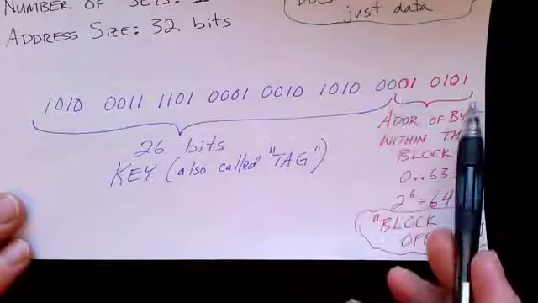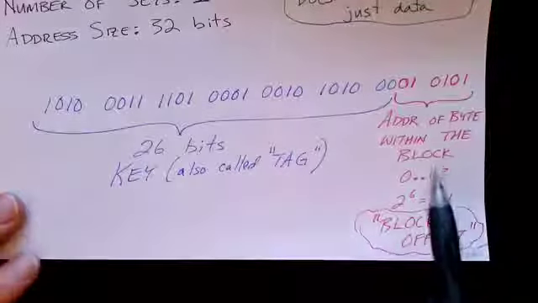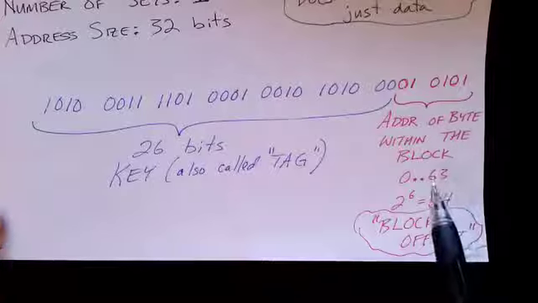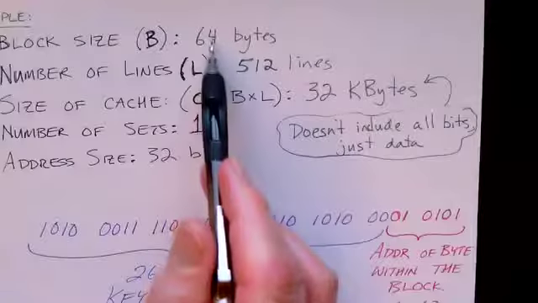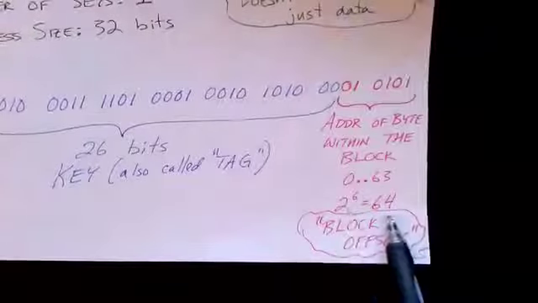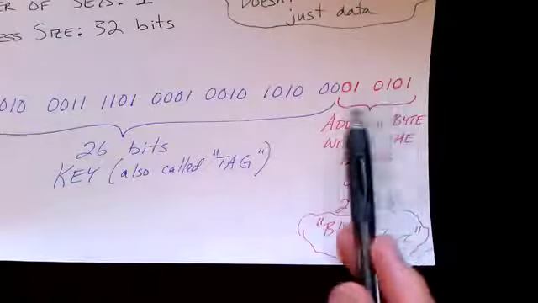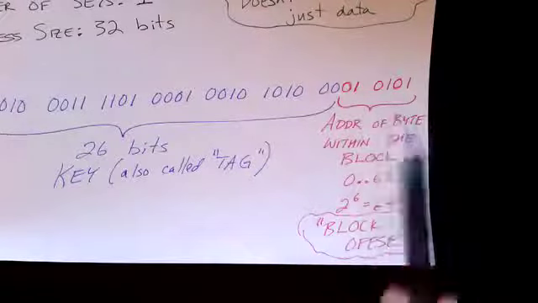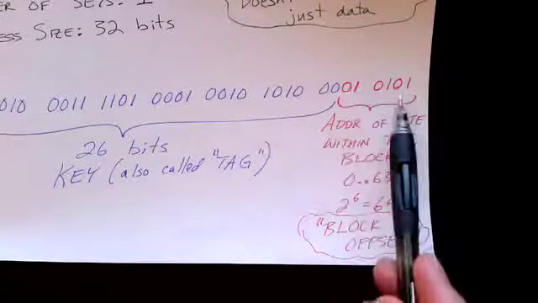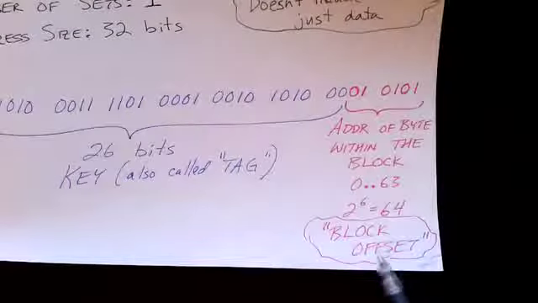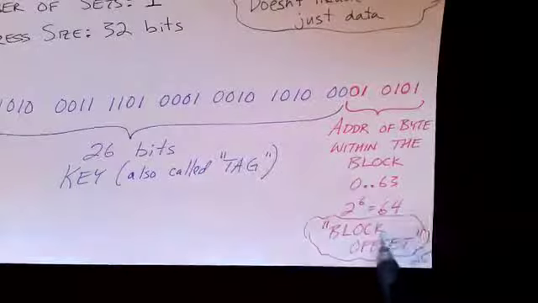That's going to have to be 6 bits. We need to address a particular byte within the block. These blocks have 64 bytes, so since 2 to the 6th is 64, we need 6 bits to select which byte from the block. So this is a number ranging between 0 and 63. It picks out the byte in the block, and that's the block offset.